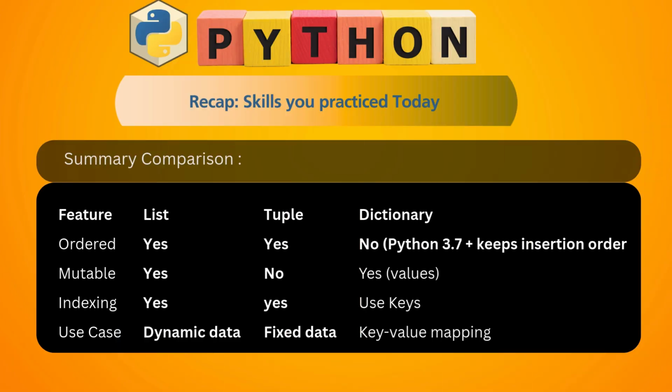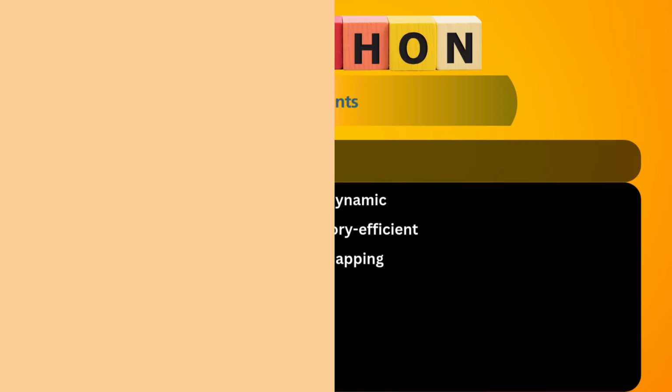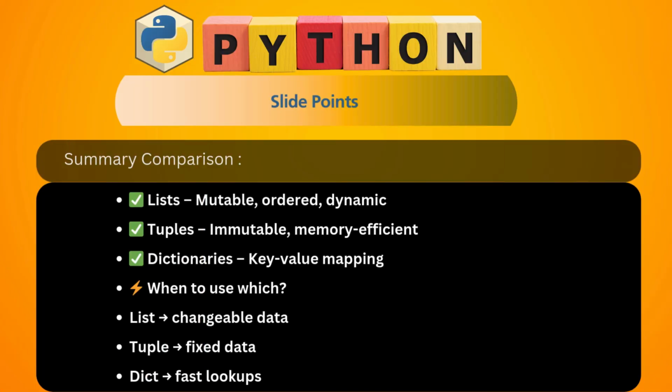Let's have a quick recap of what you have practiced today. List: ordered, mutable, indexing, use case is dynamic data. Tuple: ordered, not mutable, indexing, fixed data. Dictionary: it is not ordered, it keeps insertion order only. Whenever you insert, that will be the first order, like that. Mutable, yes. Indexing, use keys. So key value mapping. Python gives us multiple ways to store data.